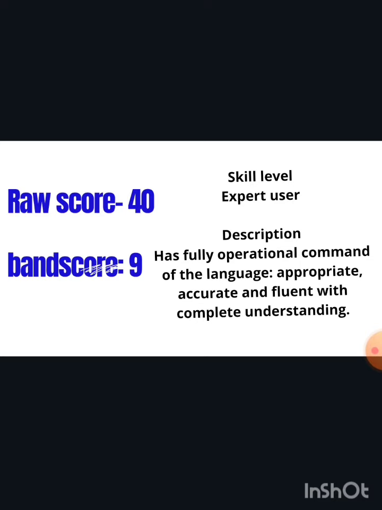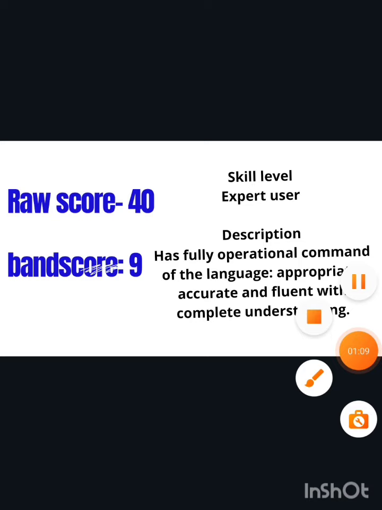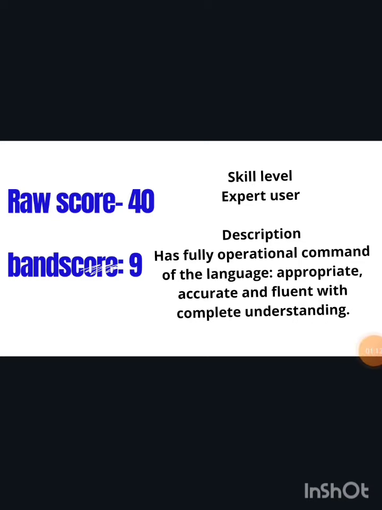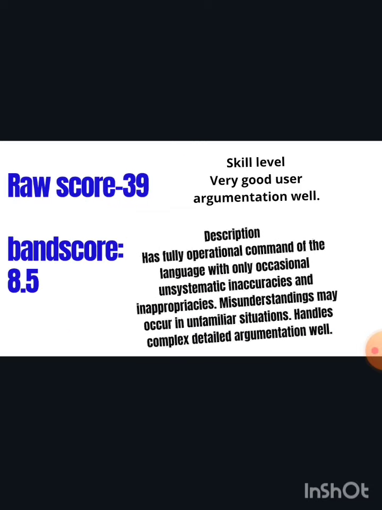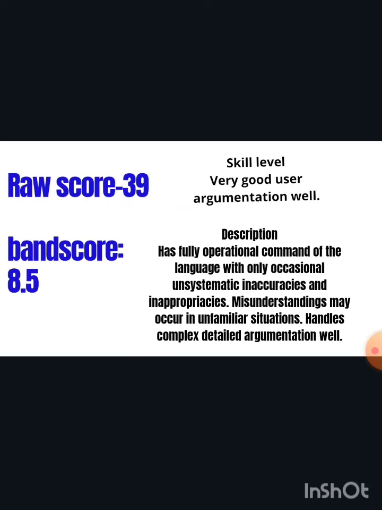So if you get a raw score of 40, that means you got everything correctly in your practice, then that gives you a band score 9. This means you're an expert user. So if you get a raw score of 40, that means you have a band score 9.0. If you get a raw score of 39, that means your band score is 8.5.